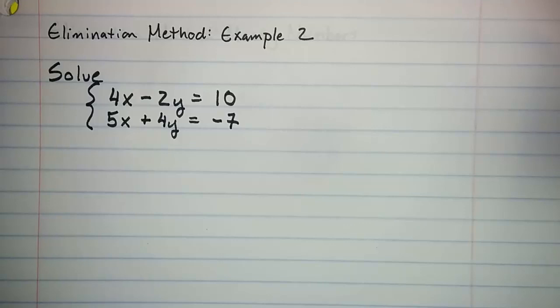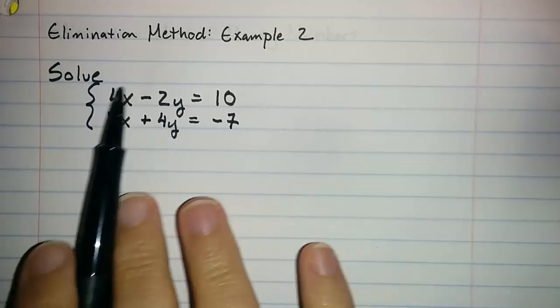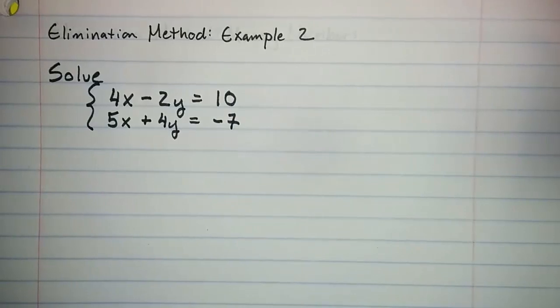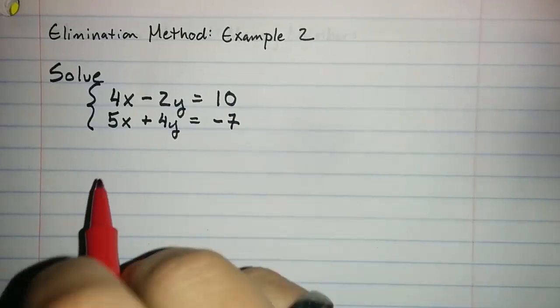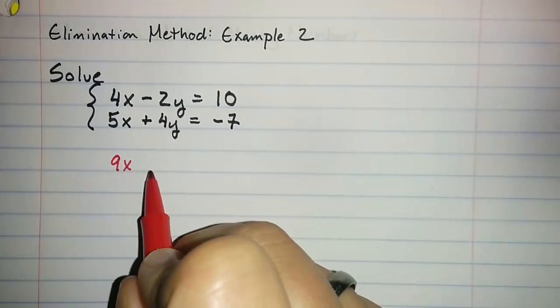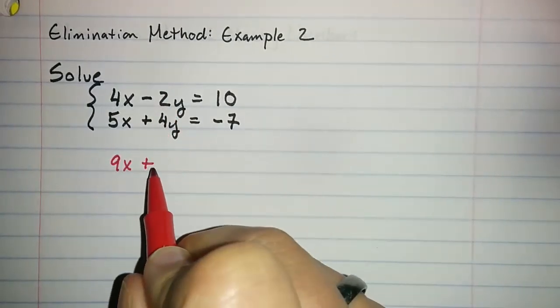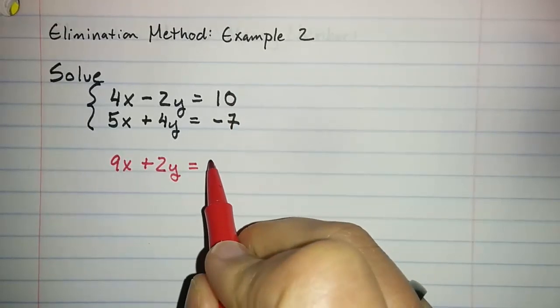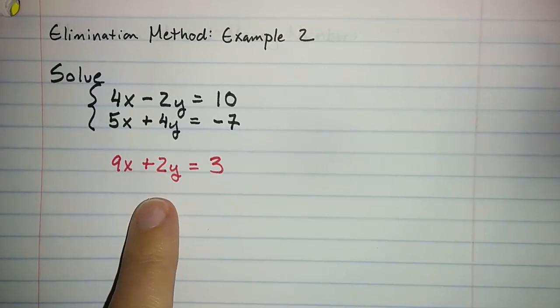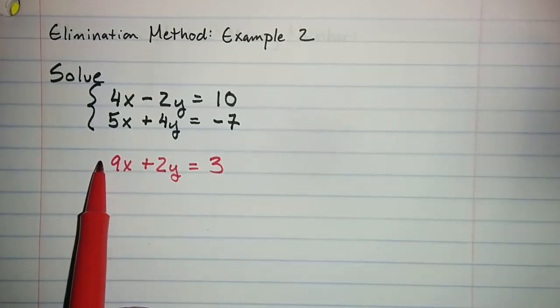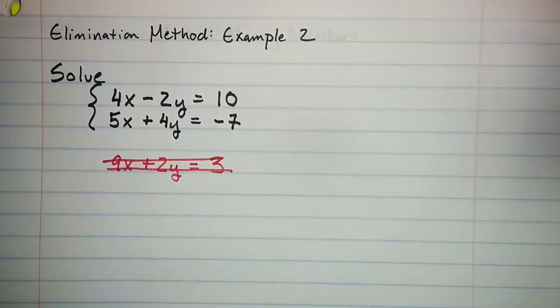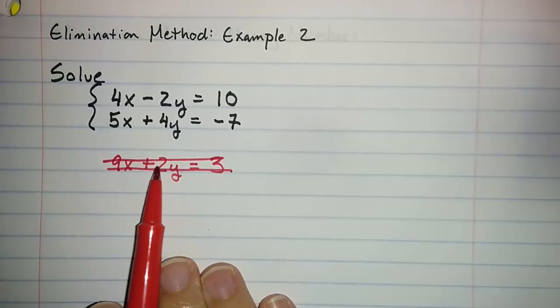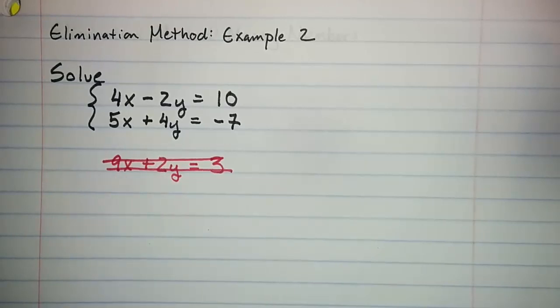Now, it would not be wrong to add together the left-hand sides, add together the right-hand sides. That would give us 9x plus negative 2 plus 4 is positive 2y equals 10 plus negative 7 is 3. This is not wrong, but it's not helpful. It doesn't get us any closer to a solution. And why not? Because neither variable was eliminated when we did that. Do you see the problem?